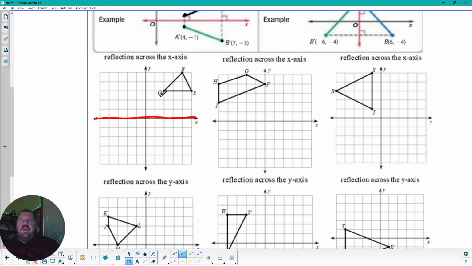I feel like working with the points is a little bit easier than working with line segments or even the whole shape. Those are other ways I could do it, but it's easier to adjust point by point. So Q is 3 units away. I'm going to go 3 units in the opposite direction, and that's where Q prime is going to live. Let's go with R. R is 5 units away, so I go 5 units the other way, and I get R prime. S is 3 units away. We go 3 units the other way, and that gives us S prime.